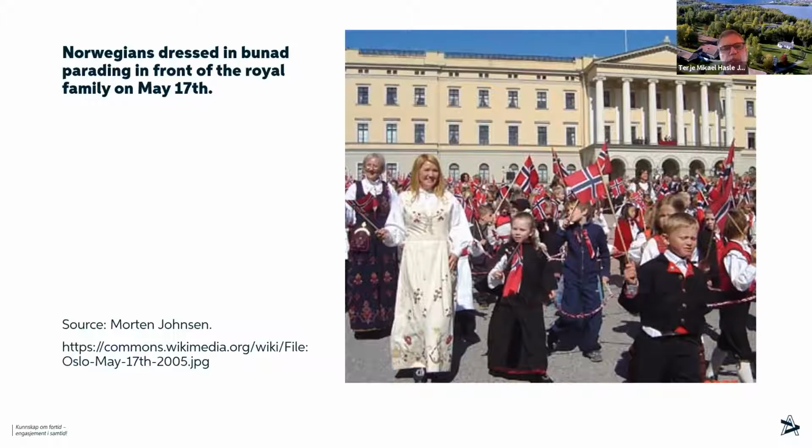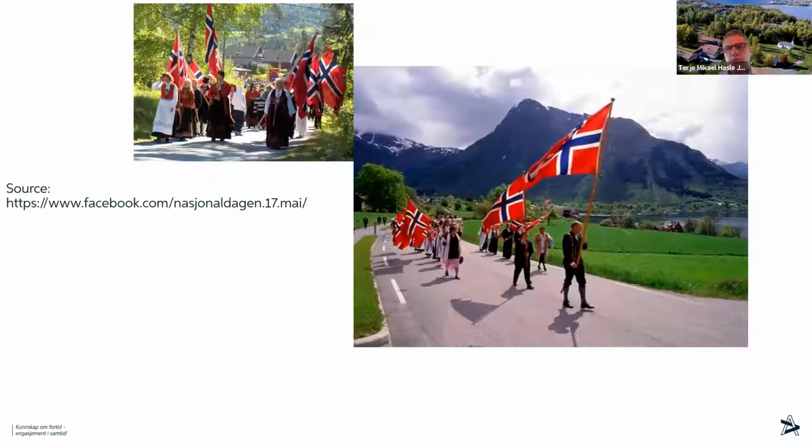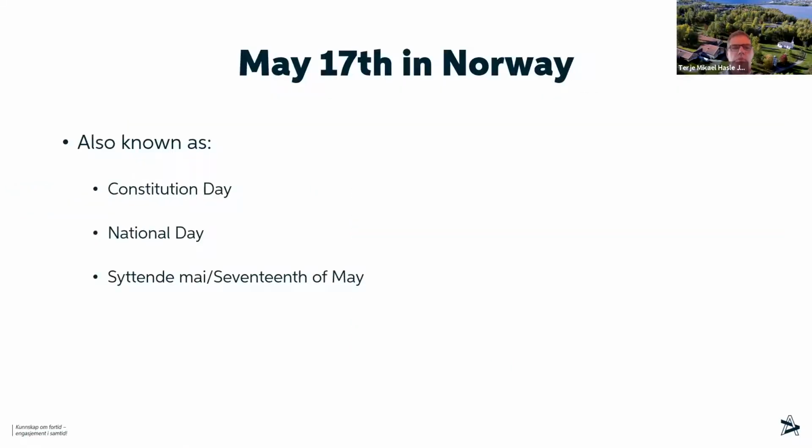So this is a tradition that has been upheld for a long time, since 1906, in fact, when the new royal family came to Norway. And Syttende Mai, or May 17th, is also celebrated throughout Norway. You see here in rural areas all over. So this is national, it covers the entire country, larger and smaller communities. May 17th in Norway is also known as Constitution Day, the day when the Constitution was written. It's also referred to as National Day, or simply Syttende Mai, 17th of May.